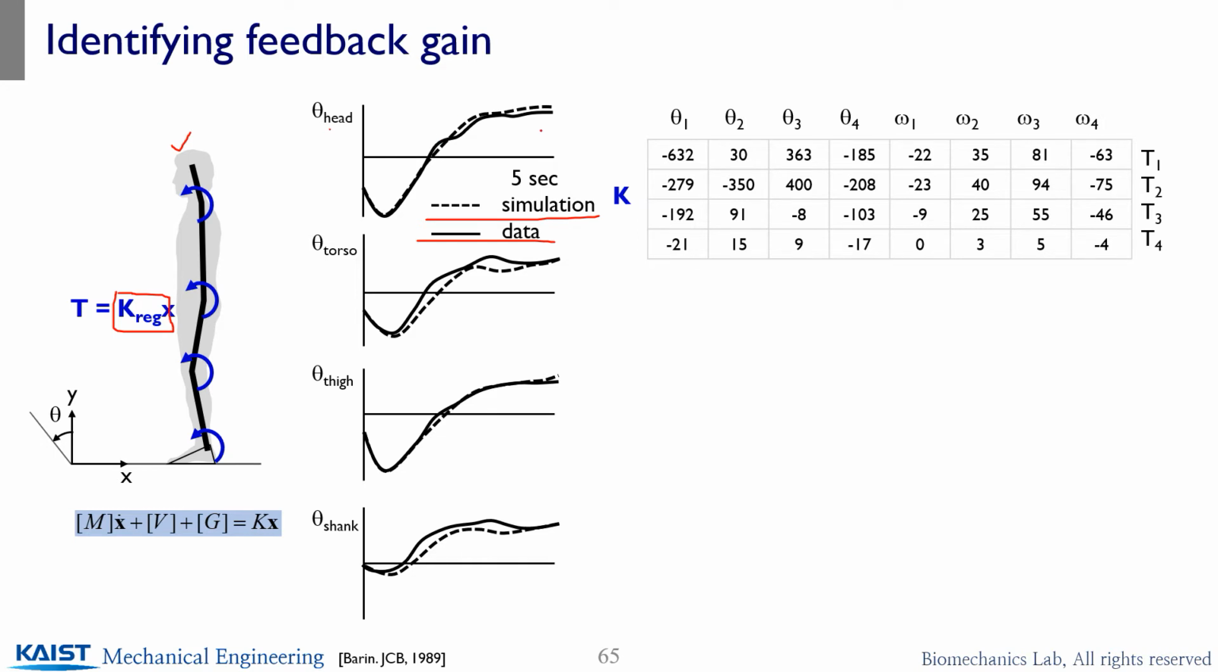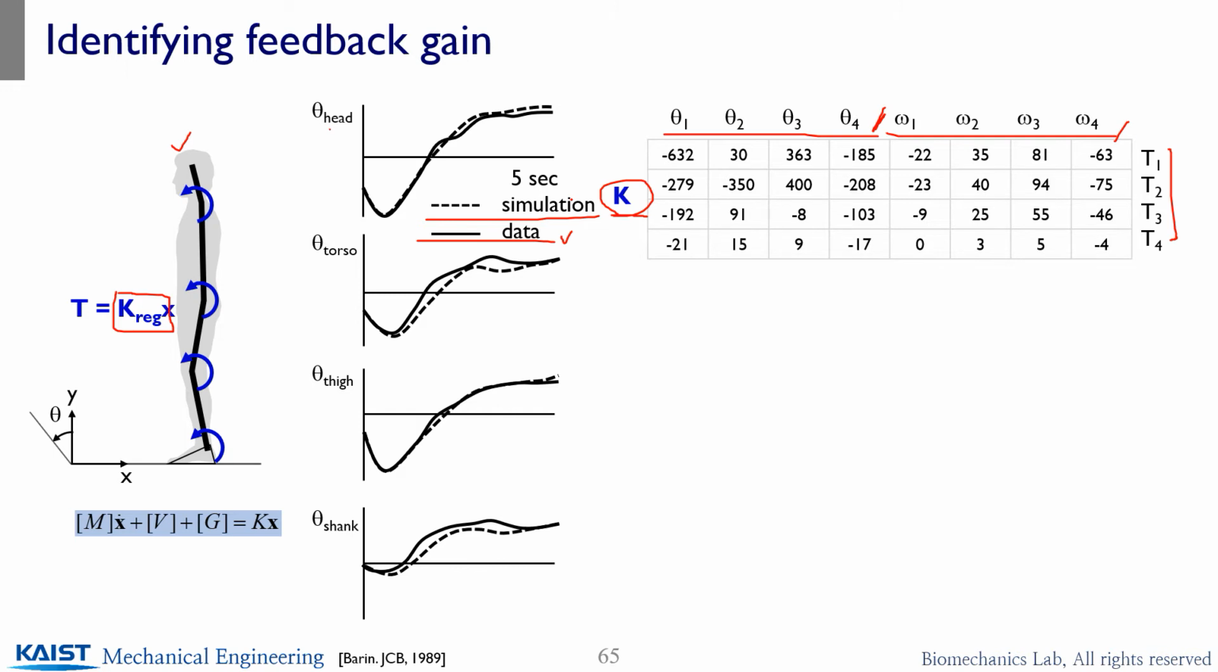Since you have 4 segments, you have 8 state variables, like theta 1, 2, 3, 4 and the corresponding angular velocities, and that will contribute to generate the torques at 4 joints. So you have a 4 by 8, like 32 components for the feedback gain K. So anyway, your simulation and data look similar. Your proposal saying that joint torque could be expressed by the feedback of joint kinematics might be approved.